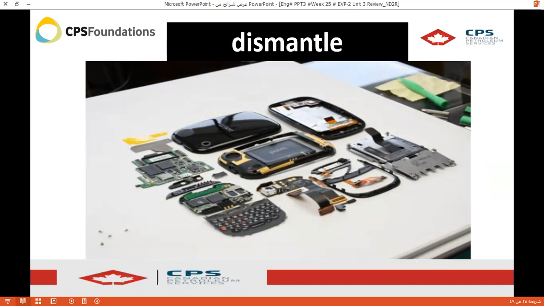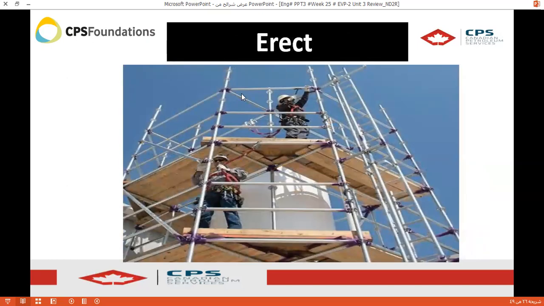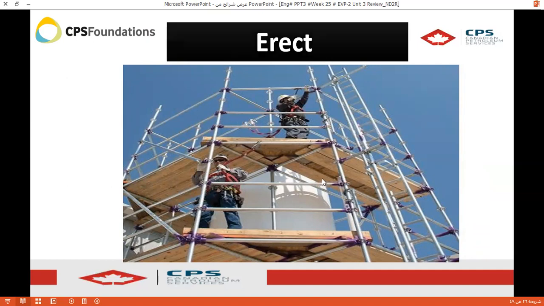Dismantle is to make one thing into small pieces. So this is a phone, but it's a dismantled phone. You can see the front, the keyboard, the motherboard. You see here some cables and screen. All of these are called parts. So you can see the parts that make a phone. They are dismantled. Erect. Erect is to build. So you can erect a scaffold and you can also dismantle a scaffold. It means that you make the big scaffold into small pieces.